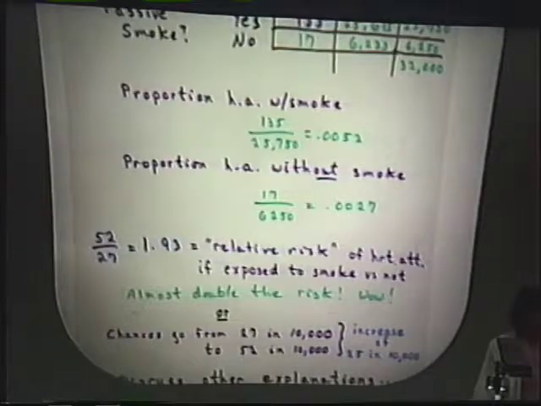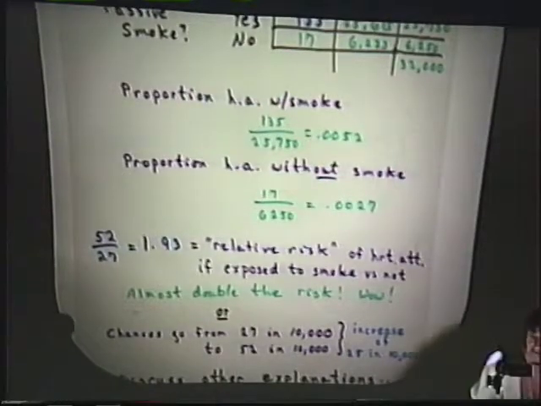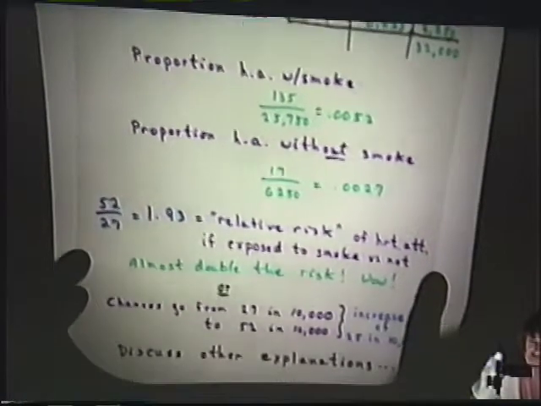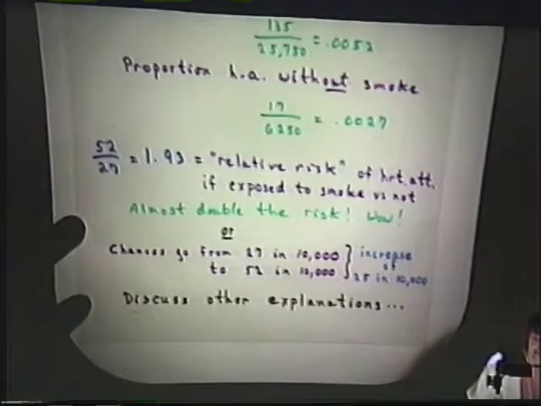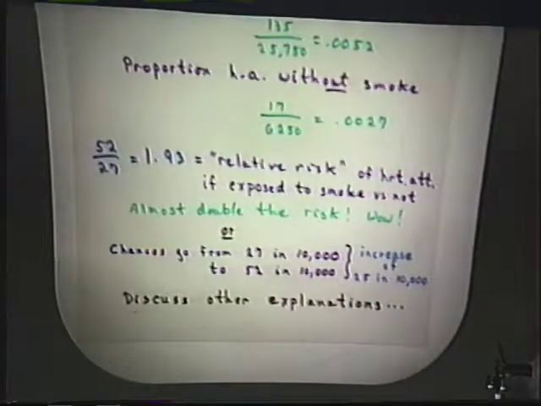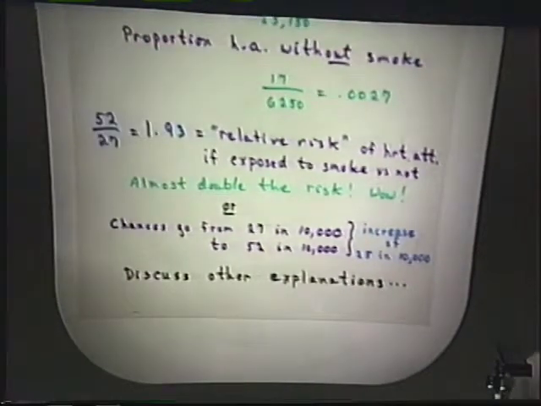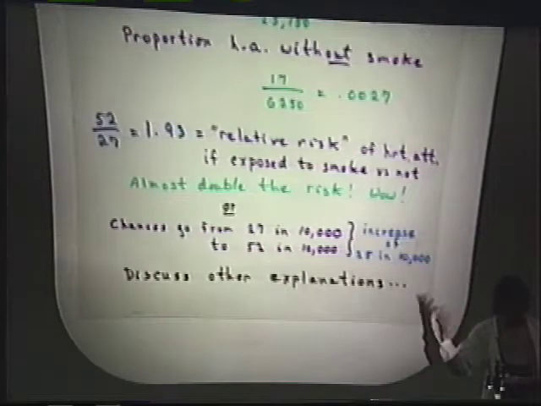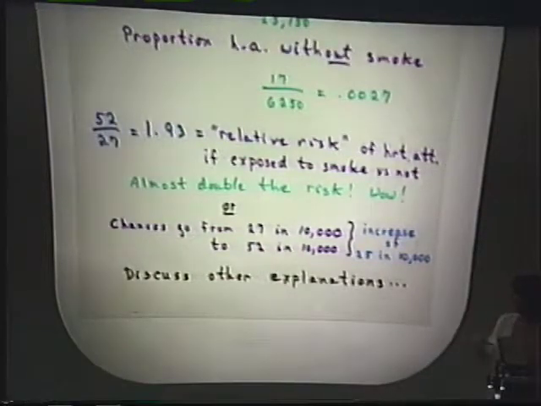So if you look at the numbers, let's talk about this in raw numbers, it goes from essentially 27 per 10,000 versus 52 per 10,000, or an increase of about 25 people who would have heart attacks based on living with a smoker versus not living with a smoker.